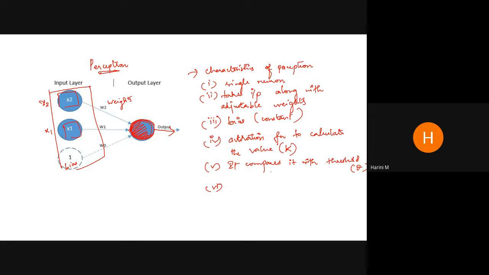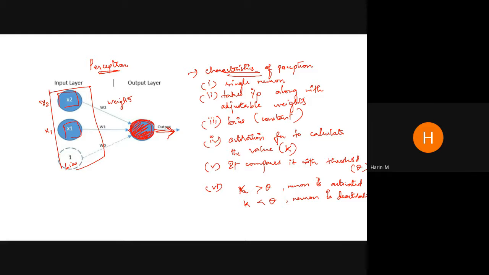If this k value, the calculated value, is greater than the threshold, then the neuron is activated or fired. The output is actually sent out of the neuron. If this k value is less than the threshold value, then the neuron is deactivated. So there's no output from this neuron, and it stays deactivated. These are the characteristics and the working structure of a perceptron.